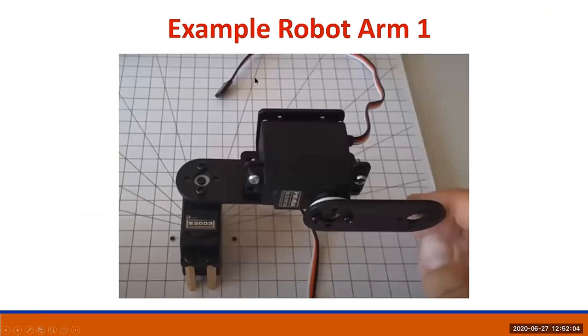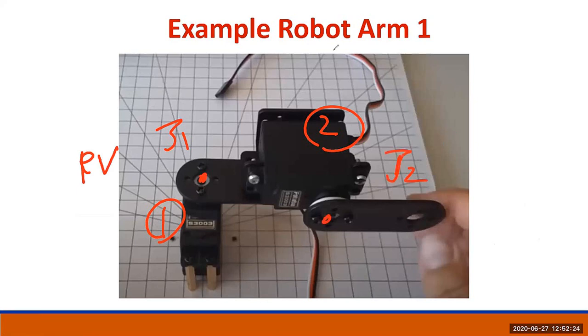So right here, let's look at this robot arm number 1. Robot arm number 1 has a servo right here, servo 1, and there's a servo 2. So this one is joint 1, and joint 1 is a revolute joint. Joint 2 is over here. It is another revolute joint, and there's no prismatic joint. So basically, joint 1 will move like this as rotation. Joint 2 will move like this.